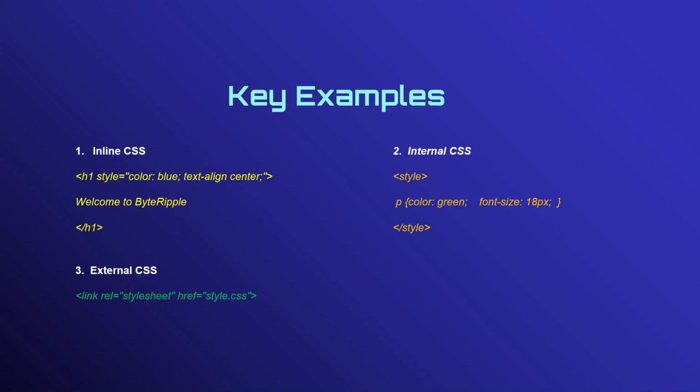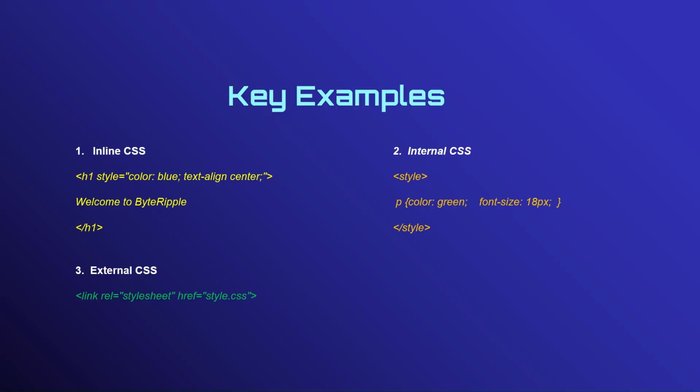We also have the internal CSS. The internal CSS is where we use the HTML element called style, and we define the CSS rule within it. And finally, we have the external CSS. The external CSS is when we create an external CSS file within our project, and we use the HTML link element to link that particular file into our HTML file, enabling us to use the CSS defined within that particular file. These are some of the examples we see.